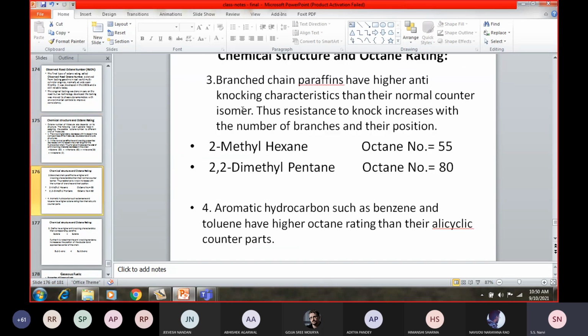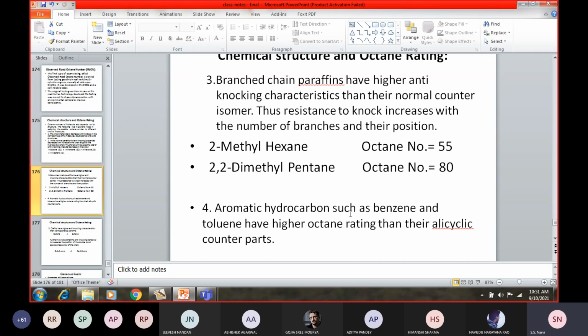Then you have the third one: the more branched the structure, the better the octane rating. For example, you have 2-methyl-hexane, which is a branched chain structure. Then 2,2-dimethyl-pentane, the same molecule, isn't it? Methyl-hexane has 7 carbon atoms, and 2 plus 5 is 7 carbon atoms. Only the branching has changed. Now you can see the octane number increases from 55 to 80.